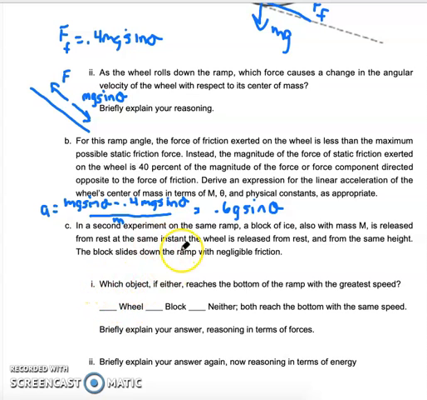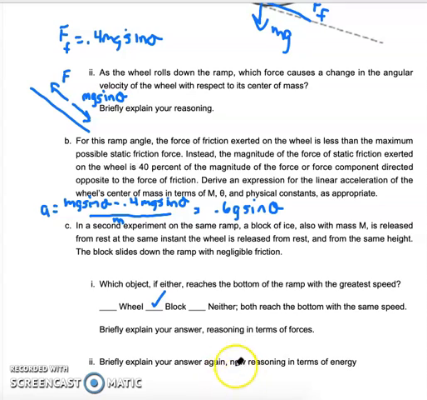All right, C. In a second experiment, we have the same ramp, but now we have a block of ice, the same mass, released from the same height at the same instant, and they want to know which object reaches the bottom with the greater speed. Well, we know the answer should be the block. It's not going to be the same. So explain in terms of forces and then explain it again in terms of energy. In terms of forces, I think is a lot easier. You can say the block has just the parallel component of gravity acting on it, whereas the wheel also has that force plus friction, so the friction is opposing it, so it can't accelerate as quickly.